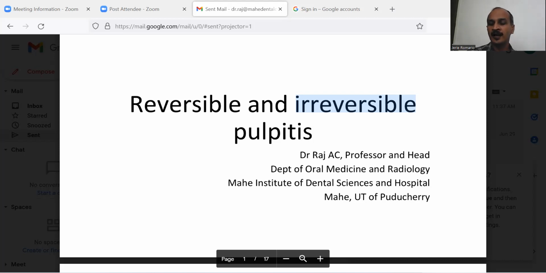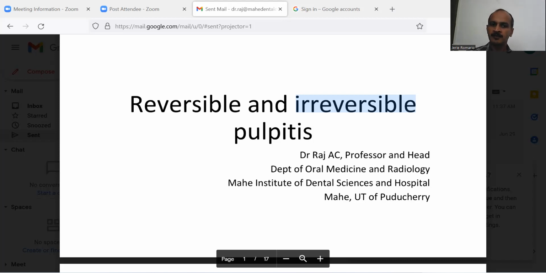Irreversible pulpitis may be acute or chronic. The name we give is decided by the physician at the chair side. If there is a severe symptom with a lot of pain, which the patient cannot tolerate, then we name it acute. And in case of pulpitis, there will not be any tenderness on percussion. If you tap the tooth, the patient may not get pain.